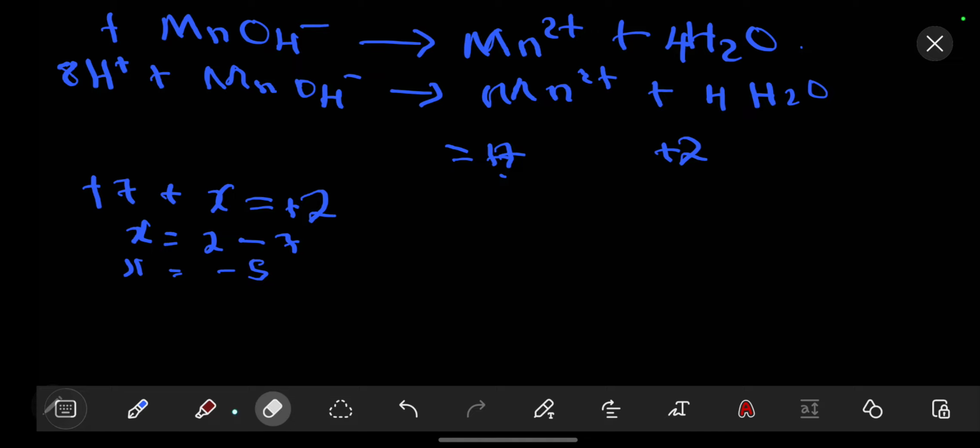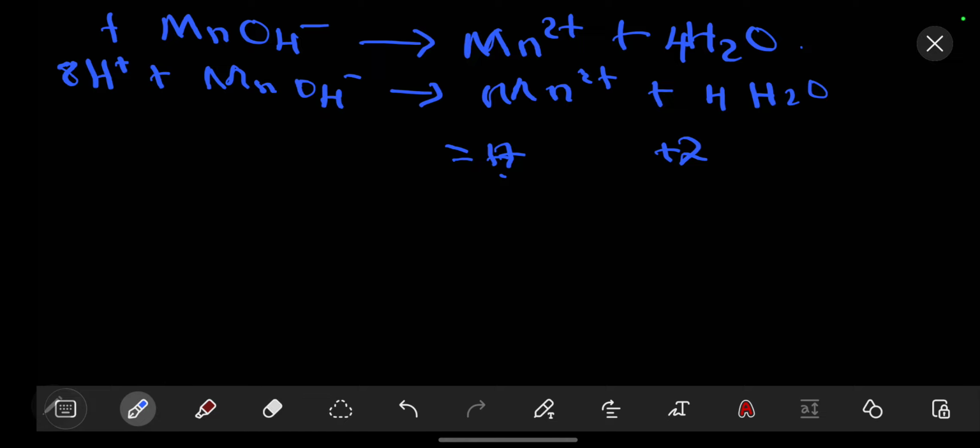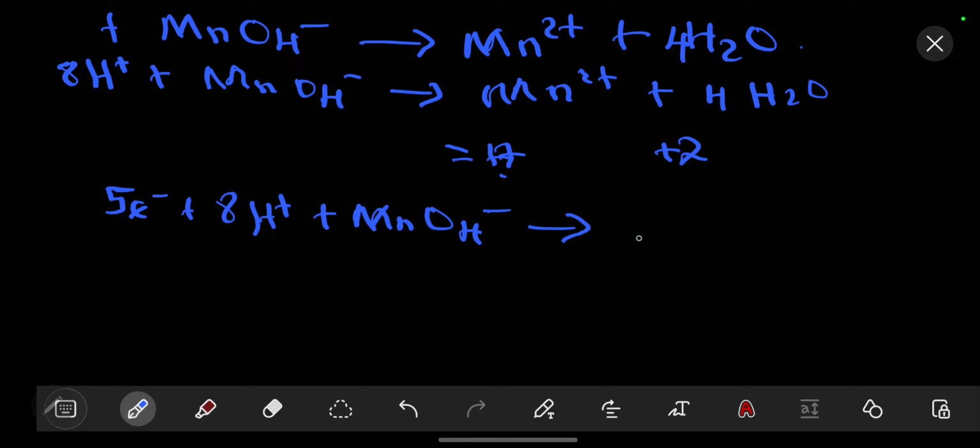So I'll just be able to say 5 electrons, then plus 8 hydrogens, everything we write it, plus MnO4 negative should be able to become Mn2 positive plus 4 H2O. So I have balanced both the charge and the number of elements that are present.